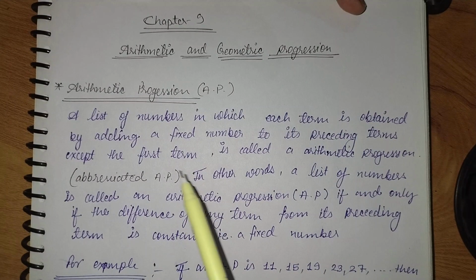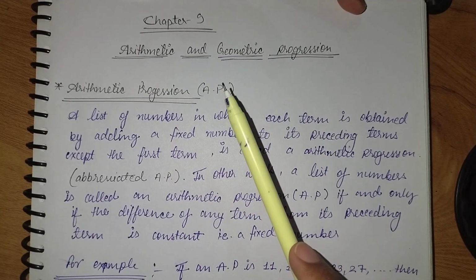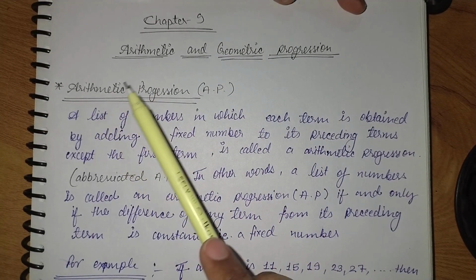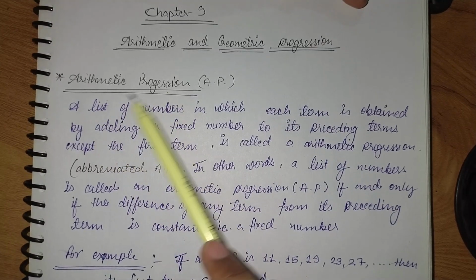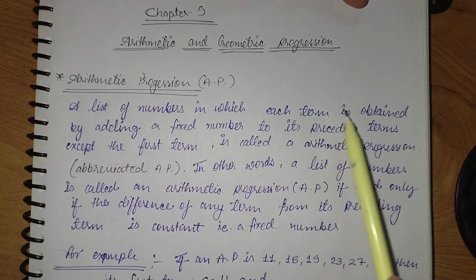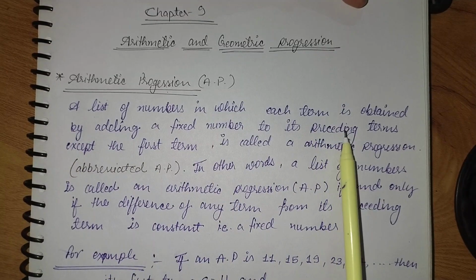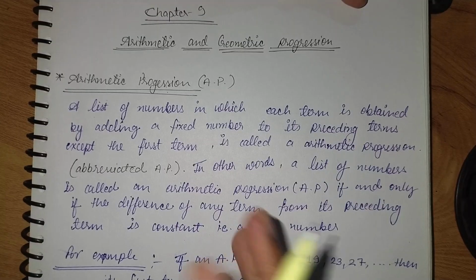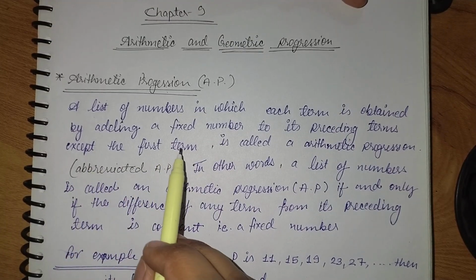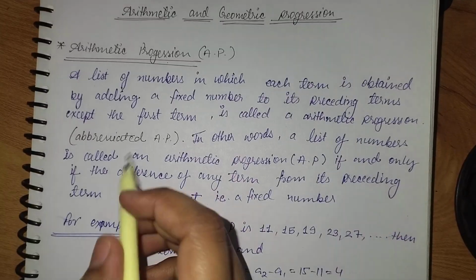Now let us solve Chapter 9, Arithmetic and Geometric Progression, Exercise 9.1. Firstly, we will see what an arithmetic progression is. An arithmetic progression is a list of numbers in which each term is obtained by adding a fixed number to its preceding term. Means if we add some fixed number to the preceding term, except the first term, it is called an arithmetic progression, abbreviated as AP.